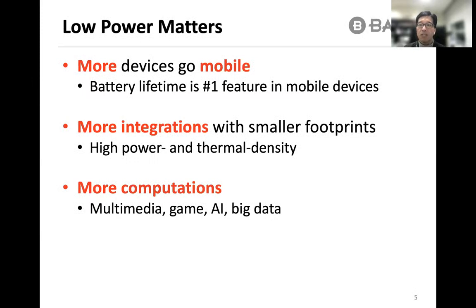It is no secret now that power is important in electronic devices. More devices become mobile, where power consumption and battery lifetime are key. More circuits are integrated in smaller footprints, which only increases power and thermal density. Devices these days process more and more data, such as multimedia, gaming, AI, and big data, so they consistently consume power.